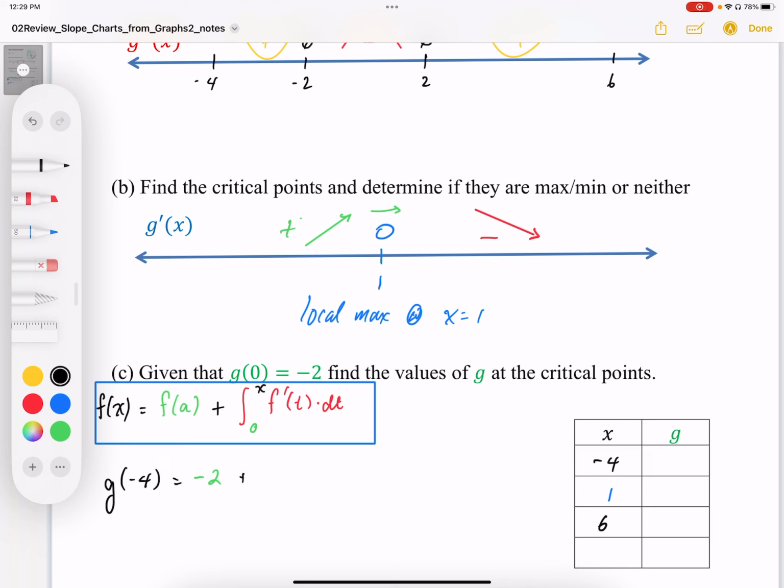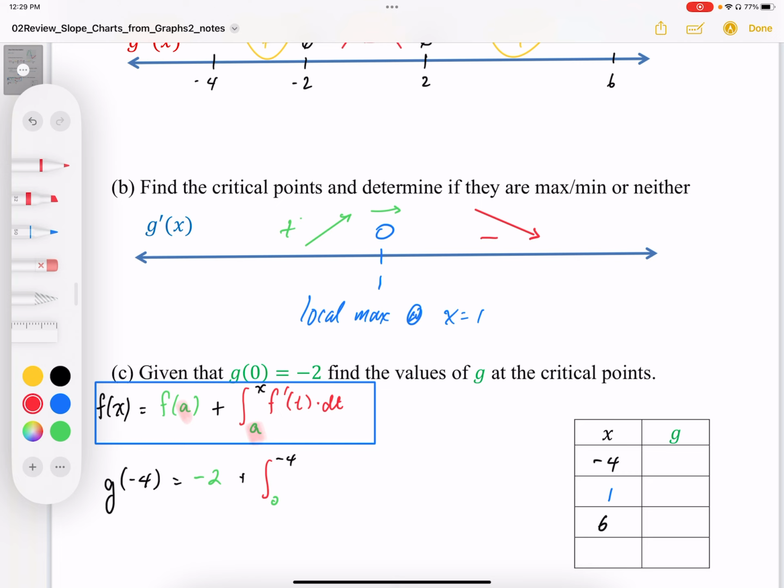And then from there, we want the displacement from, in this case, 0 all the way up to -4. Just want to highlight the fact that this a and this a are the same. Wherever the x coordinate a is, the f of a is the point, the y coordinate that we start at.